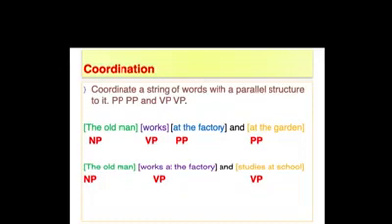So this also shows us that "works at the factory" acts as one constituent under the category of VP. All this phrase is called a VP, a verb phrase, because we have considered the test of coordination, so we can repeat the same parallel structure.